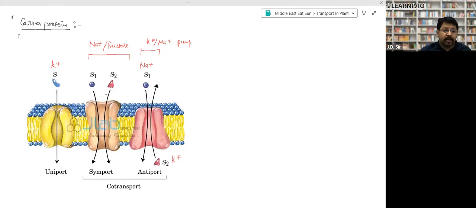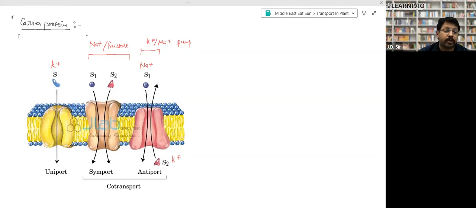Co-transport can be in the same direction, where both of the substances, both of the ions are moving in the same direction. This is called symport. If one is moving inside and another is going outside, meaning both of the substances are moving in opposite directions, they are called antiport, right?